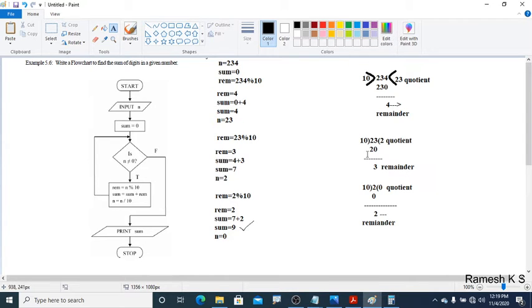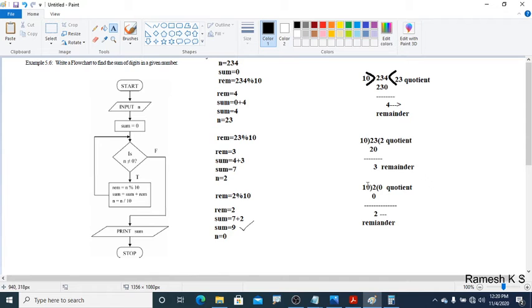n is 23 divided by 10. We take the quotient value 2. n is 2. Now the remainder is 2 percent 10. Again the n value is taken. n is 2, not equal to 0, becomes true. Once it is true, it will come down. So we find the remainder value. Remainder is equal to n percent 10, n is 2 percent 10.